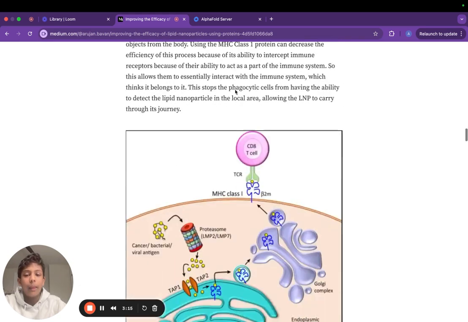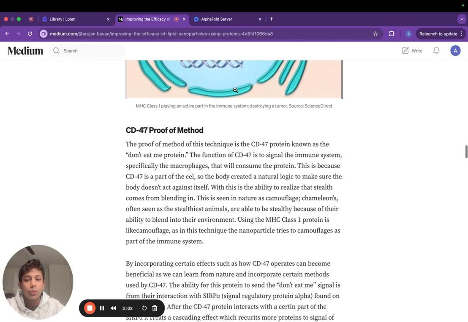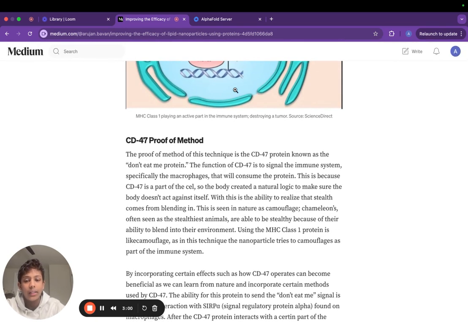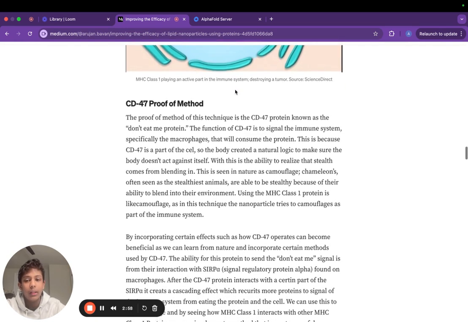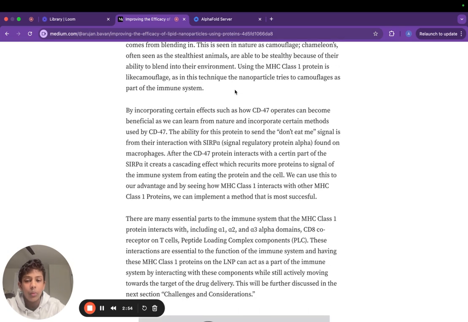And also, I used CD47 as a proof of method. Essentially, the CD47 protein is the don't eat me protein, and its function is to signal the immune system, specifically the macrophages, not to consume the cell. It does this because when the don't eat me protein, or CD47, interacts with SIRPα, which is the signal regulatory protein alpha, it essentially sends signals not to eat it.